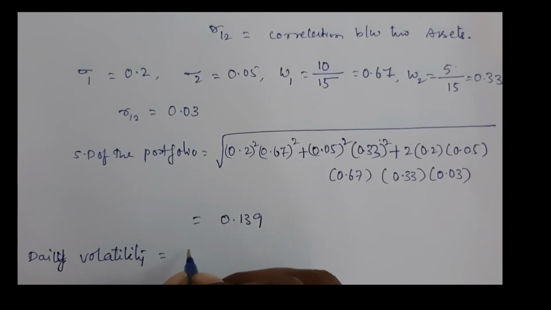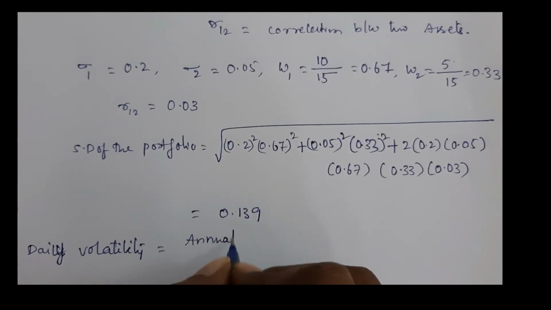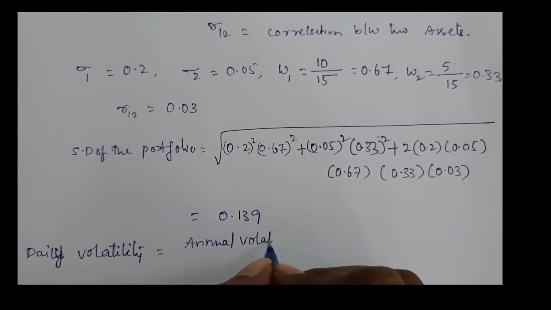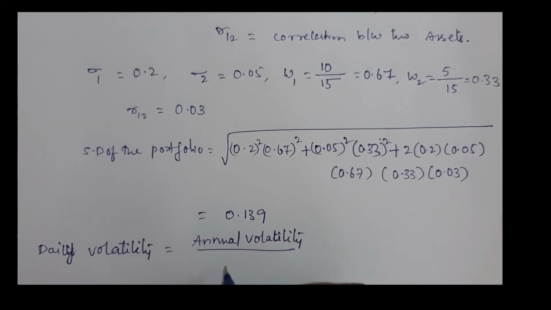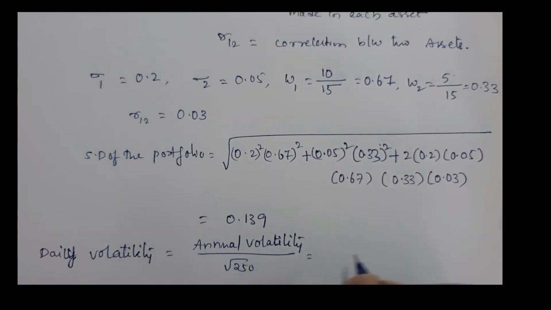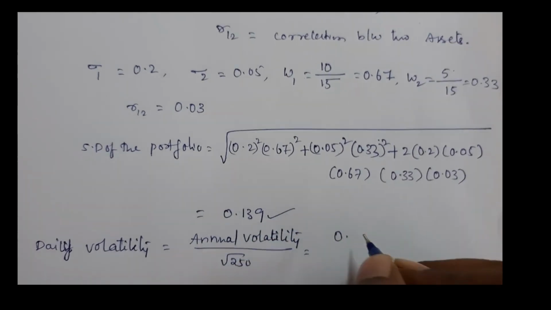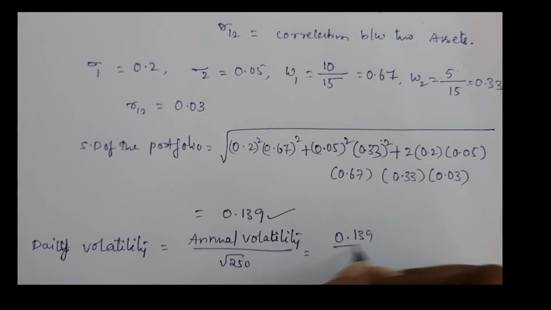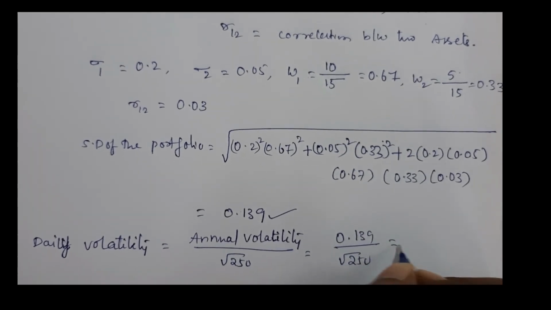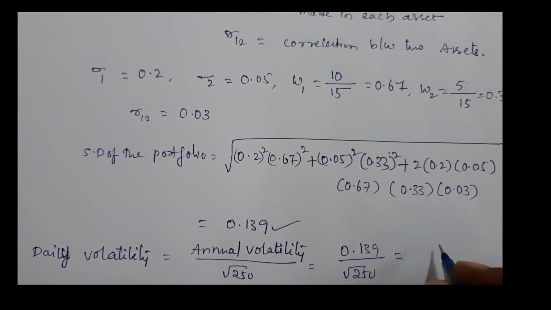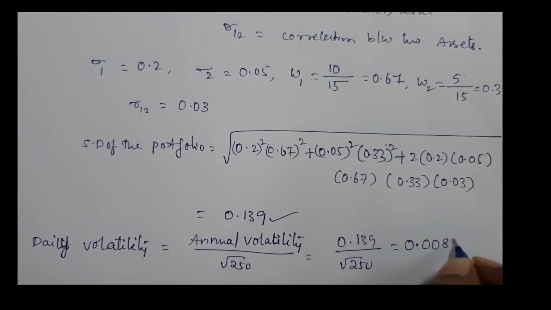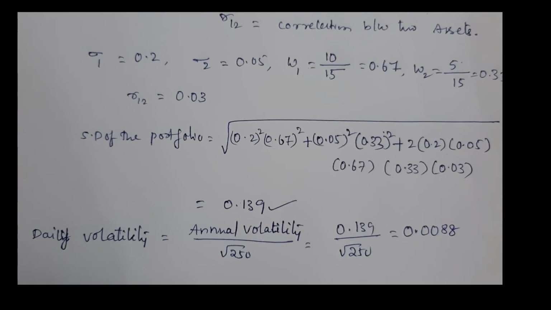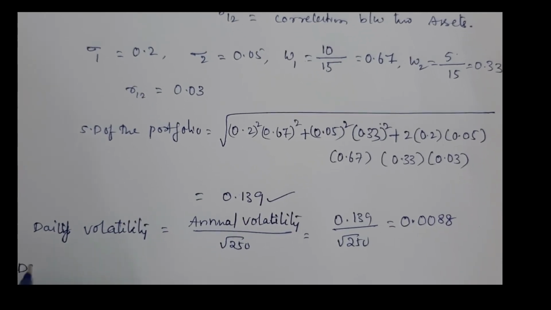After getting this, we can calculate daily volatility. Daily volatility is equal to annual volatility divided by square root 250. So annual volatility is 0.139 divided by square root 250. If we solve, we will get daily volatility as 0.0088. Then we need to calculate 1 day VaR.